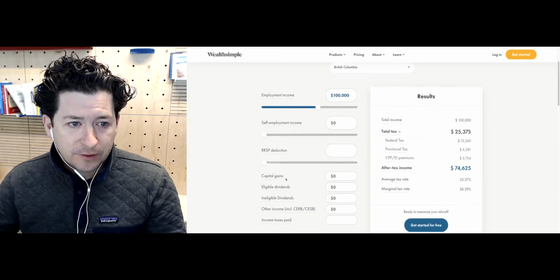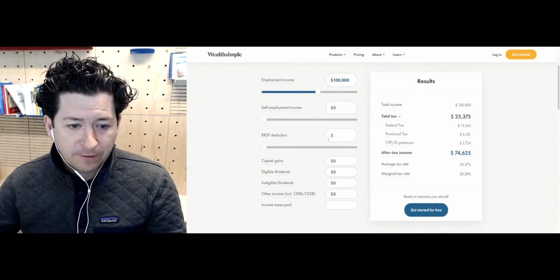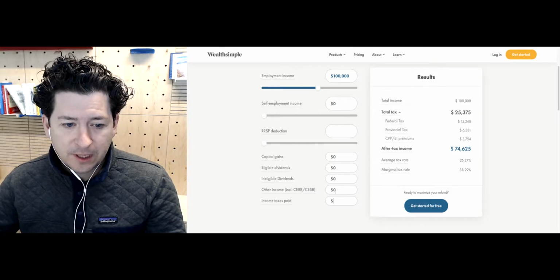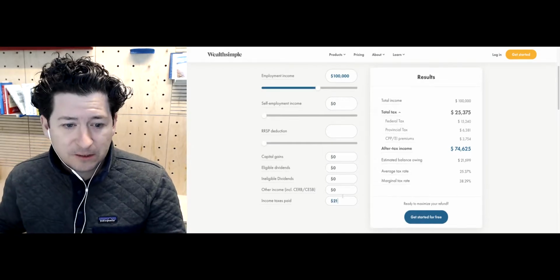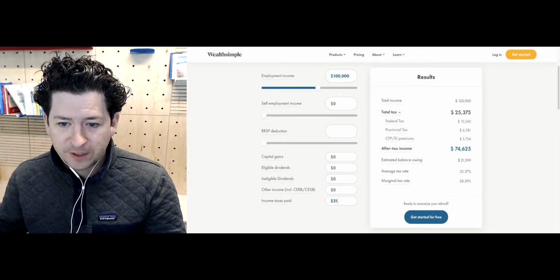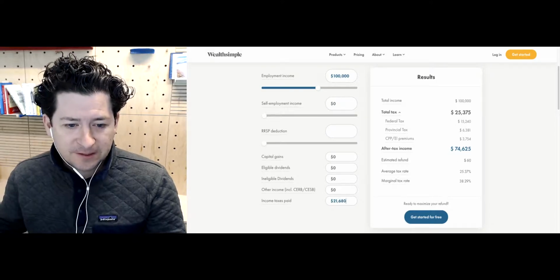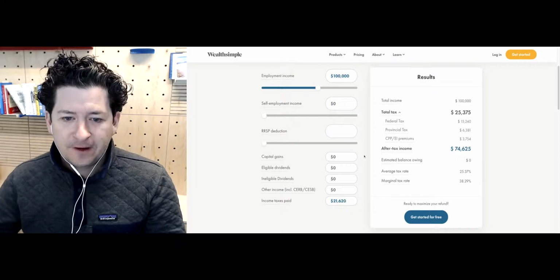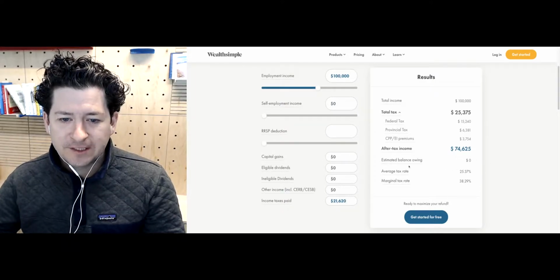So we're going to do a nice round number, employment income of 100,000 here and income taxes paid. We don't put CPP or EI in here. So this is going to be around 21,680, 620. Ooh, check my math skills here. All right, so you get yourself to an estimated balance owing.